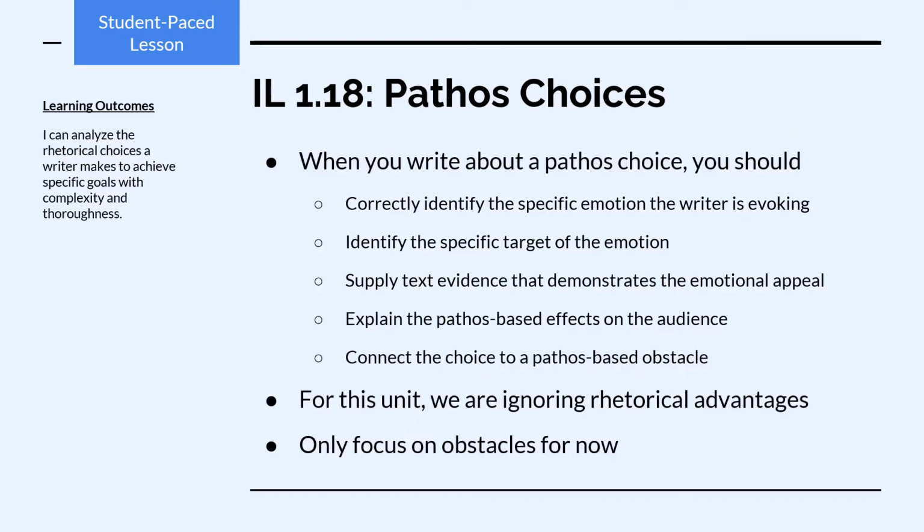When you write about a pathos choice, there's actually one extra step as opposed to writing about logos and ethos choices. In addition to correctly identifying the specific emotion that the writer's evoking, you also have to identify the specific target of the emotion. Unless you identify a specific emotion and its target, you're not fully identifying the pathos-based technique. After that, you need to supply text evidence that demonstrates the emotional appeal, explain the pathos-based effects on the audience, and of course connect that choice to a pathos-based rhetorical obstacle. Once again, for this unit, we are ignoring rhetorical advantages.